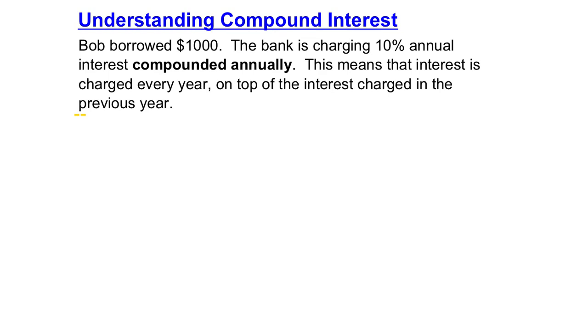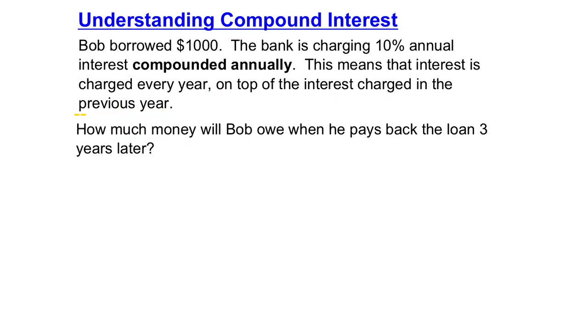Now let's switch to the other kind of interest. We're going to talk about compound interest now. Bob borrowed $1,000. That's the same as before. The bank is charging 10% annual interest. That's the same. However, this is different. It's compounded annually. This means that interest is charged every year on top of the interest charged in the previous year. So how much money will Bob owe when he pays back the loan 3 years later?